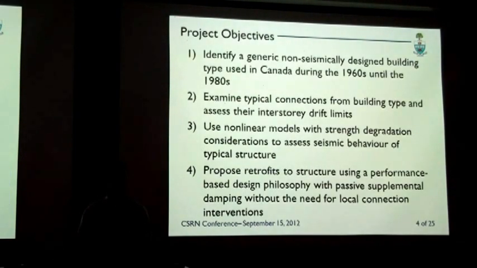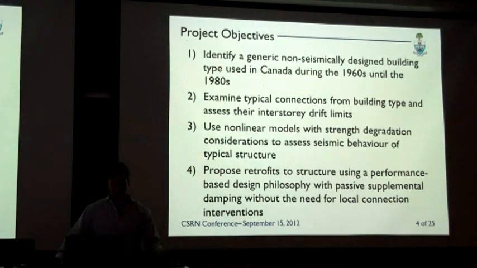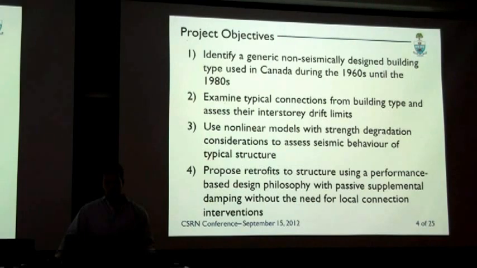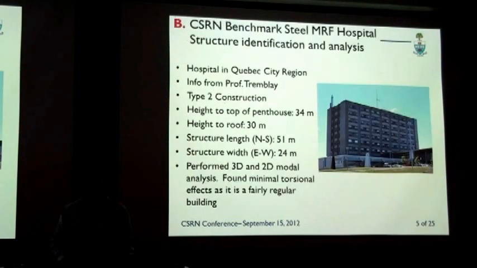So my project objectives were to identify a generic non-seismically designed building type in Canada between the 1960s and 1980s, which was identified as a little bit of a boom period in steel construction in Canada, and that is that Type 2 construction that I was talking about. Then examine typical connections from a typical Type 2 construction building type found in Canada, and address some interstory drift limits. Use nonlinear models with strength degradation considerations to assess the seismic behavior of the structure. And then finally propose retrofits using a performance-based design methodology using passive supplemental damping without the need for local connection interventions.